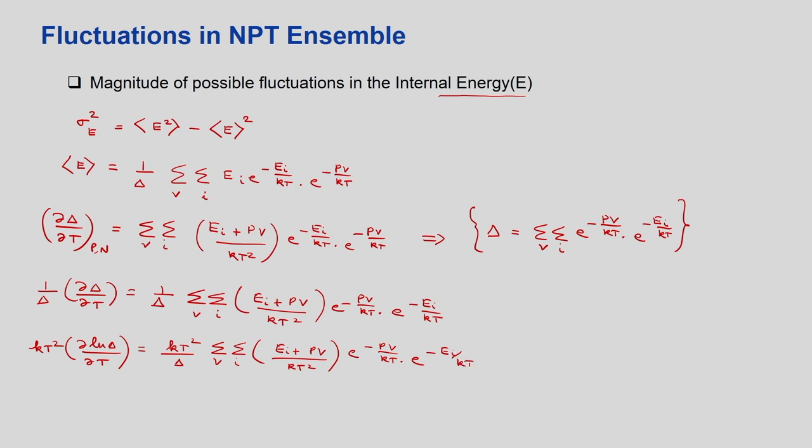Now you see kT square cancels out. So open the bracket up. If you open the bracket, you will get kT square delta ln by delta T.